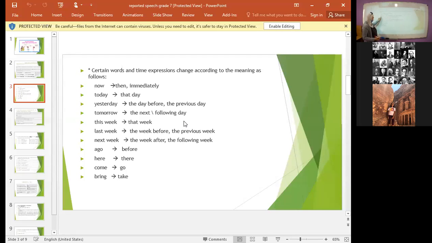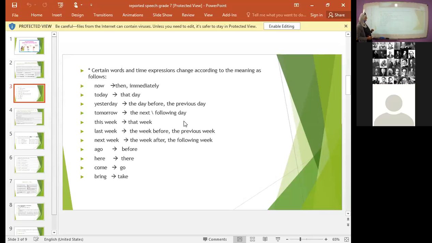You can't use these words in the reported speech. You have to change them. Take tomorrow. I will visit you tomorrow. She said that she would visit me when? The following day. Day after. Yes, excellent. So bear in mind that if you are going to use reported speech, or reporting someone's words, you change the verb, you change the pronouns, and you change the time expressions.